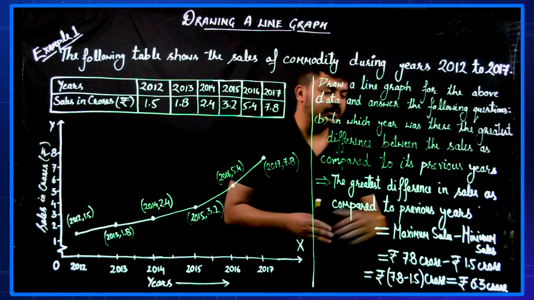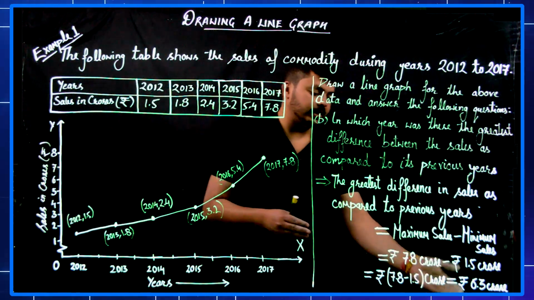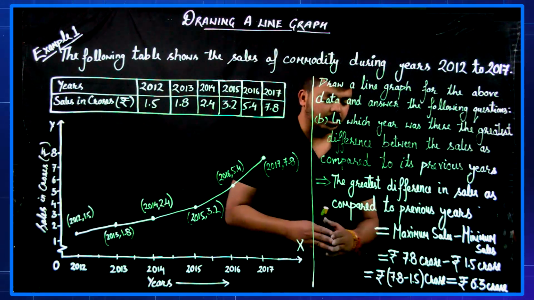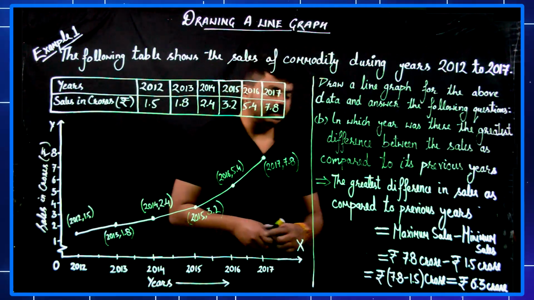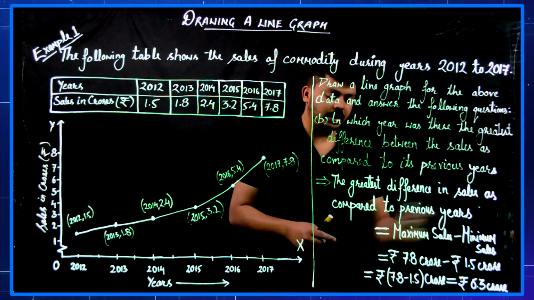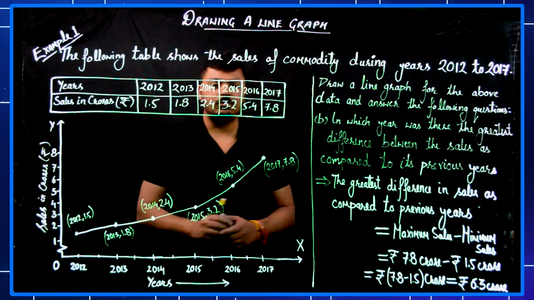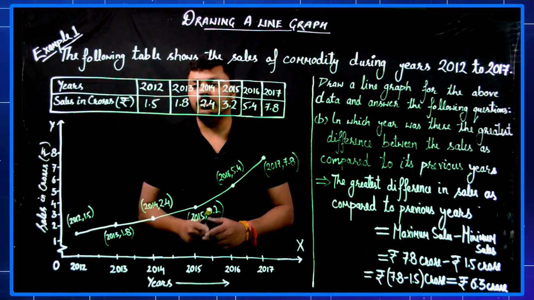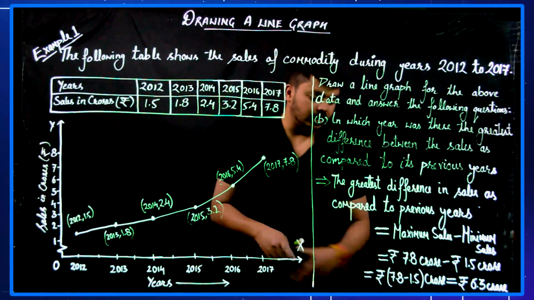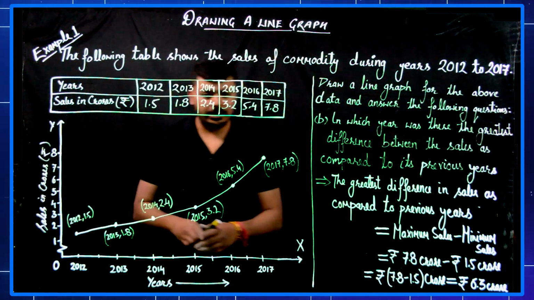So the greatest difference in sales as compared to previous years is rupee 6.3 crores, that is the difference of the maximum sales minus minimum sales. So maximum sales was in 2017 and the minimum sales was in 2012. So the greatest difference is 6.3 crore.